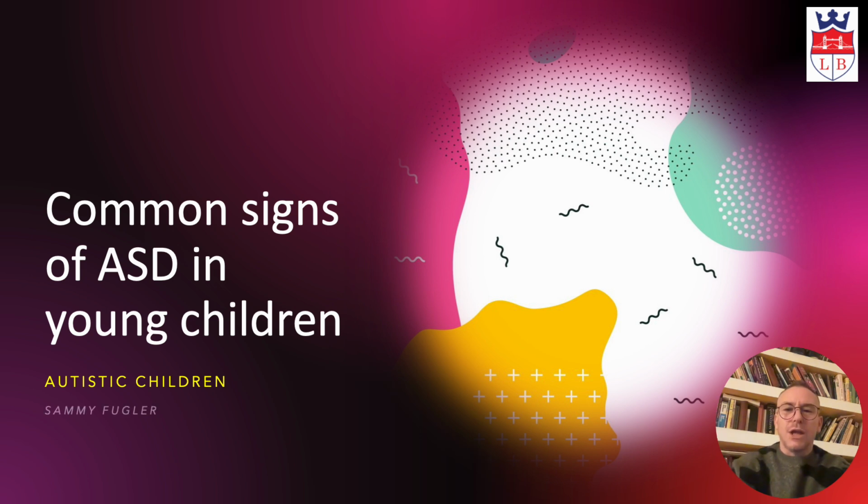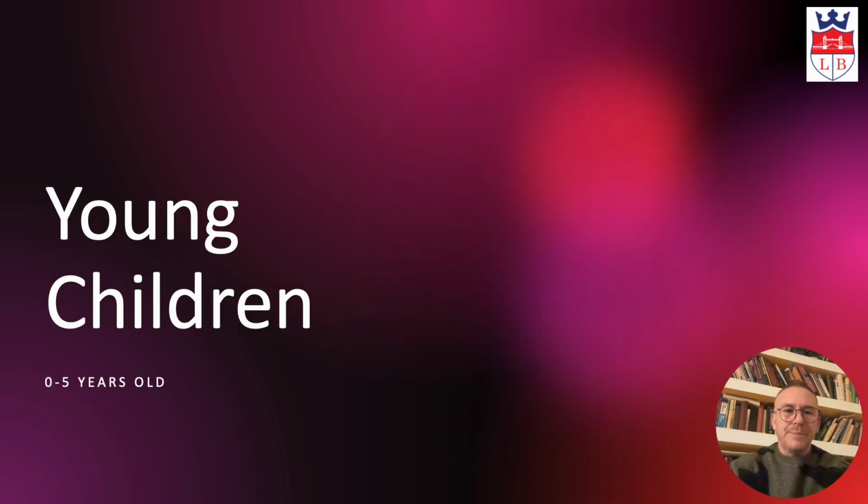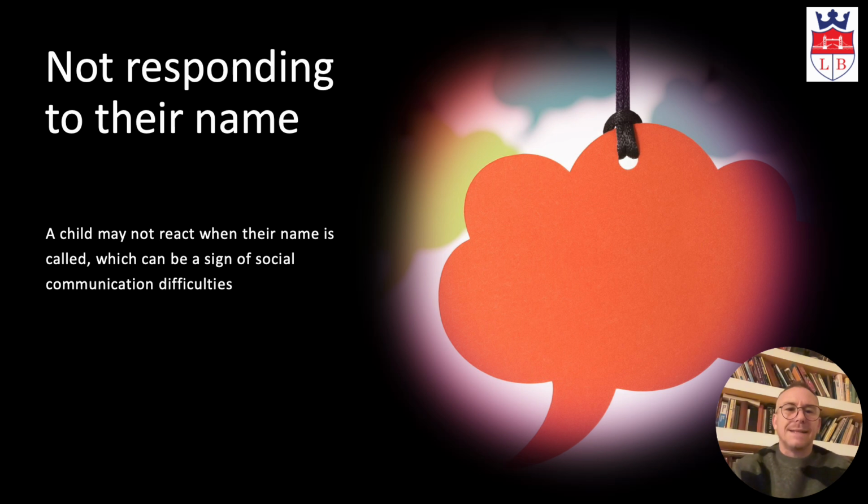When we're talking about young children, we're actually thinking about children in the 0 to 5 age range. That's what we're going to be focusing on as we move through this presentation. So without further ado, let's have a look at the first indicator.